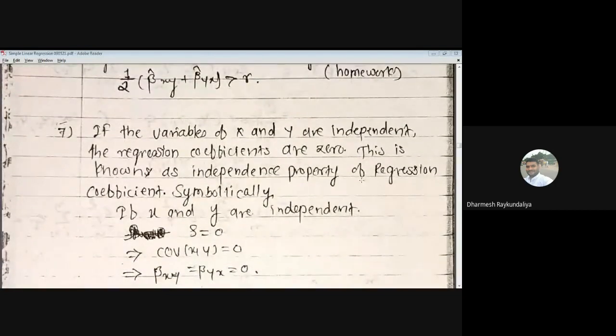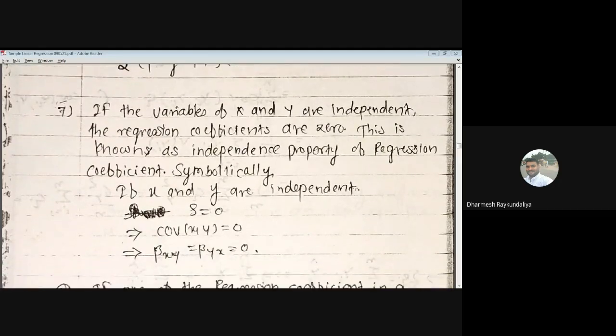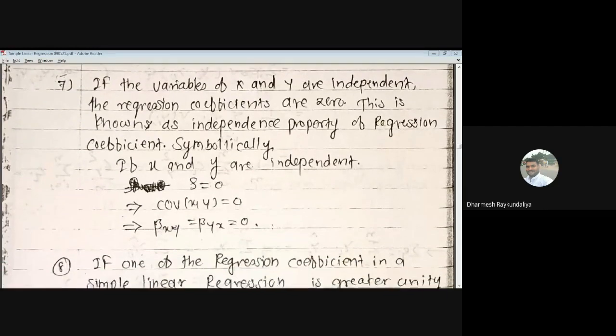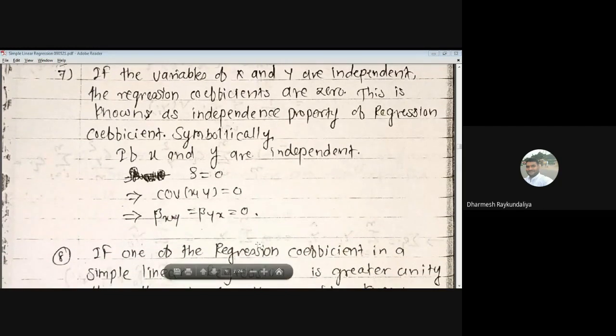If x and y are independent variables, then the regression coefficient beta xy is 0. This is known as the independent property of a regression coefficient. When x and y are independent, the correlation between them is 0. Variance cannot be 0, so the covariance between xy is 0. It means that beta xy and beta yx are 0.